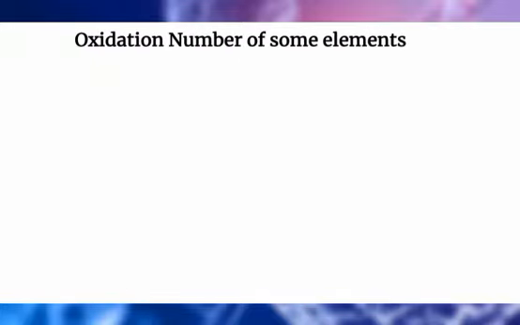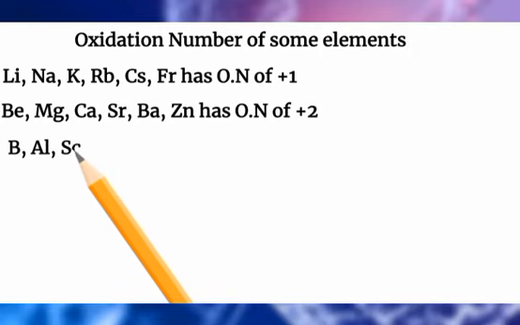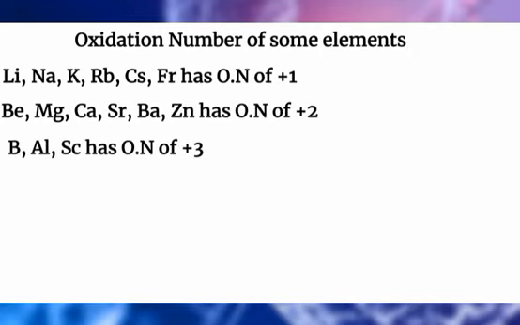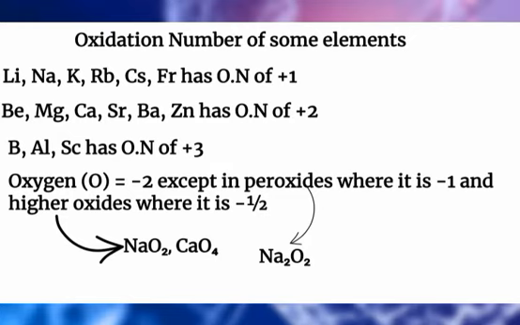We need to take note of oxidation numbers of some elements that are very important in chemistry. Starting from group 1 elements, they all have an oxidation number of +1. Group 2 elements have an oxidation number of +2. Group 3 elements have an oxidation number of +3. Oxygen is -2 except in peroxide, where it is -1, and in higher oxides, where it is -0.5. Examples of peroxide include sodium peroxide, calcium peroxide, etc. Sodium peroxide is Na2O2. An example of higher oxides is given in the video, NaO2, CaO4.